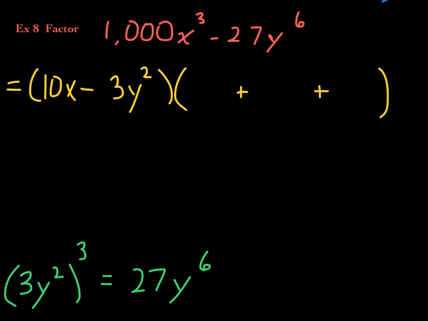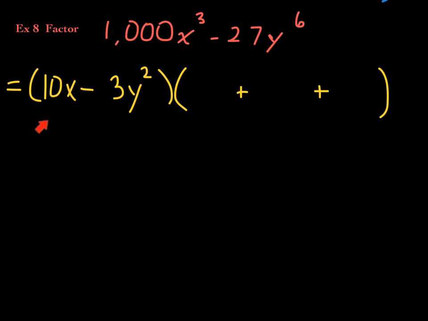Now this is really important, because if the binomial factor is wrong, chances are the trinomial factor is going to be wrong. What I put first here is the square of 10x. The square of 10x. Now you have to square 10 and you have to square x. That's going to give you 100x squared.